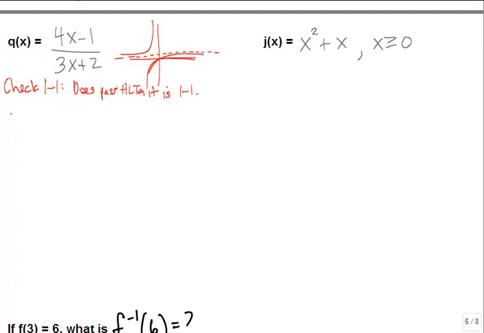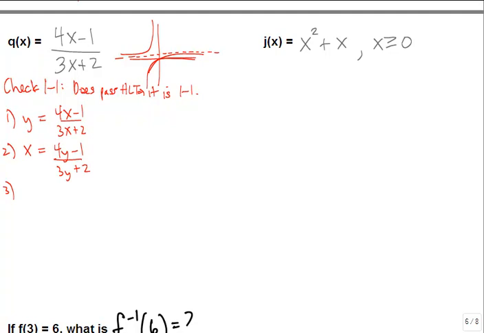Okay? So step 1, change this q of x to a y. Step 2, swap x's and y's. Step 3, solve for y, and that's the hard part here. So what we want to do to solve this for y is try to get all the y's on one side and everything else on the other side.